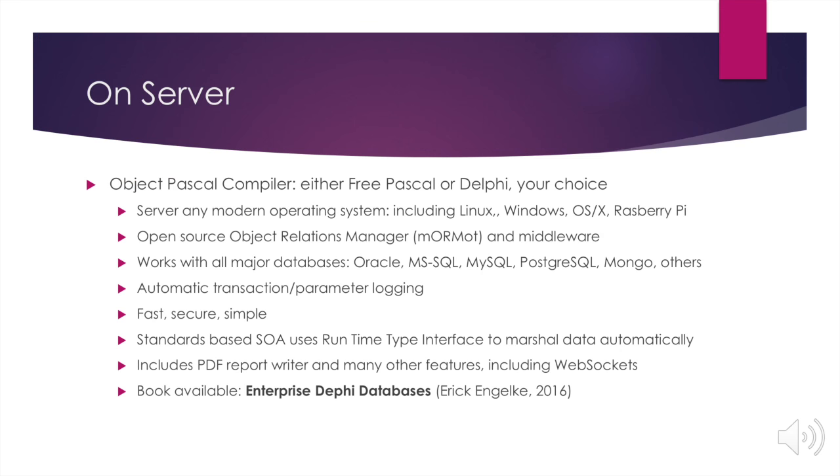On the server, I use either Free Pascal or Delphi. I've used both. The server can be any modern operating system, including Linux, Windows, OS X, or even a Raspberry Pi if you want. I use an open source object relational mapper called mORMot, which is also middleware. It works with all major databases from Oracle, Microsoft SQL, MySQL, Postgres, Mongo, and others. There's automatic transaction and parameter logging. It's fast, simple, and secure.